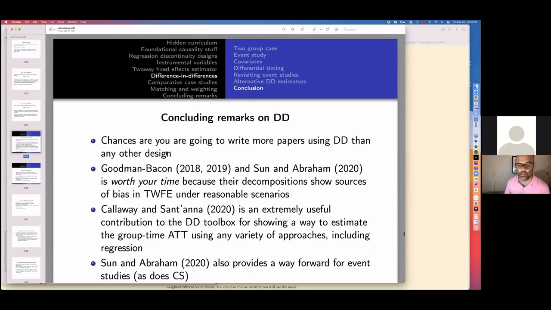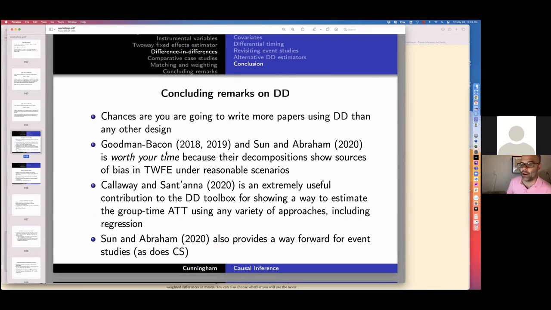Concluding remarks. Chances are you're going to write a lot of papers using difference-in-differences. There's going to be more difference-in-differences papers probably that you write than any other paper. And there's a lot of new literature.